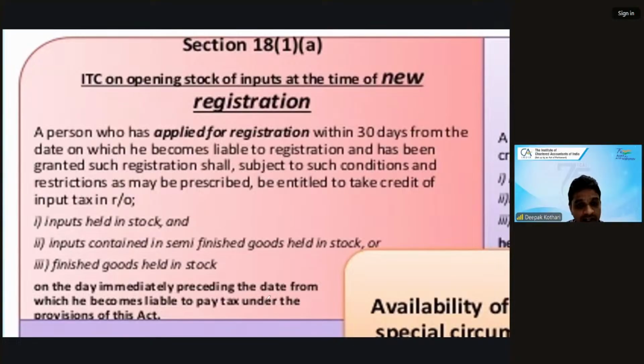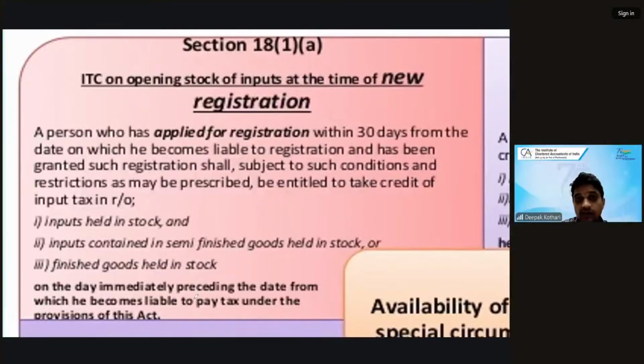So on the day immediately preceding the day from which he became liable to pay tax. From 1st October, I was liable to pay tax. So from a day preceding the 1st October, which is the 30th September, 31st September. No, 30th September. September में सिर्फ 30 दिन है ना. So till the day preceding the day when I became liable for registration, which is 30th September. So 30th September ko, because I was doing manufacturing, so I will have some stock.